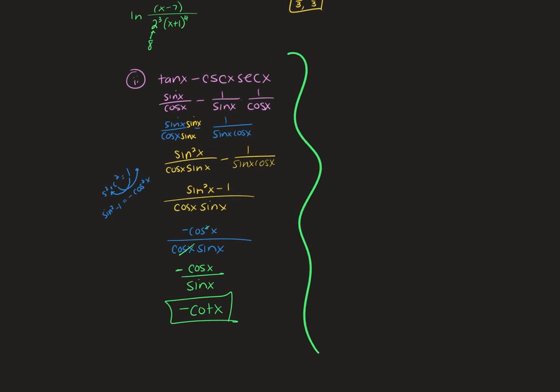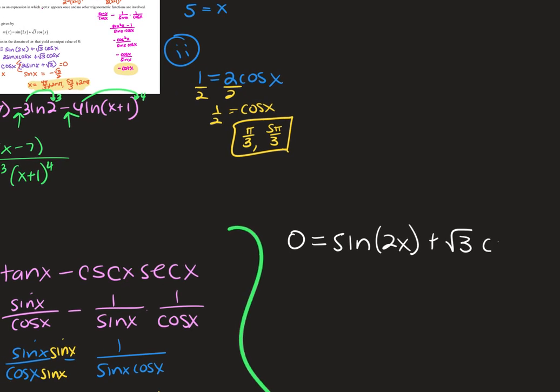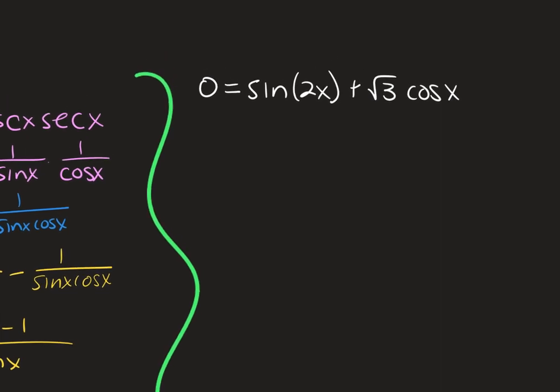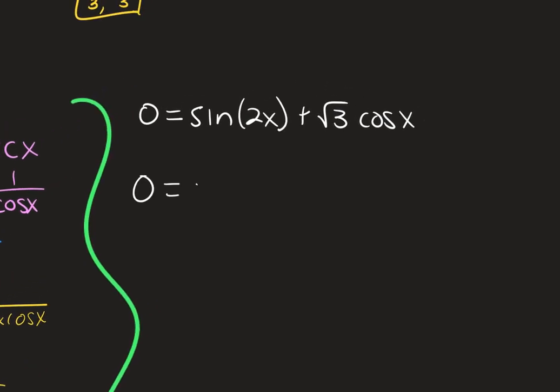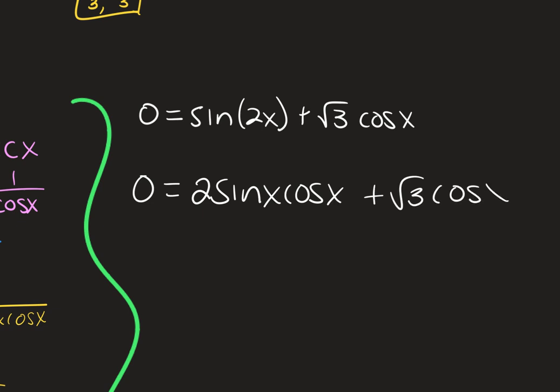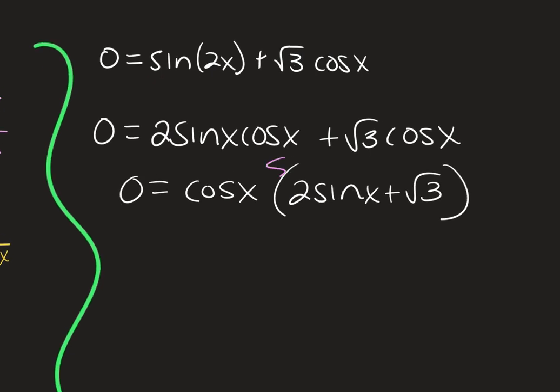Okay, take a picture. I'm changing m of x to 0. 0 equals sine 2x plus square root 3 cosine x. So in these, usually you get some sort of a formula. Either sum or difference is going to show up, or double angle is going to show up, which is what's happening here. So the double angle sine formula is 2 sine cosine. And then I can take out a cosine. And then I can split and solve.